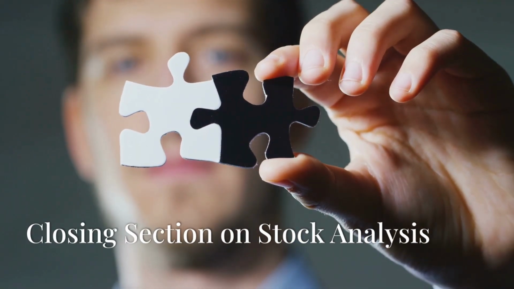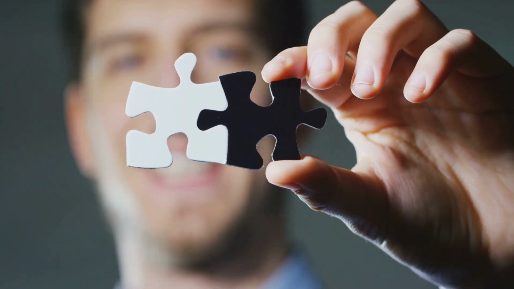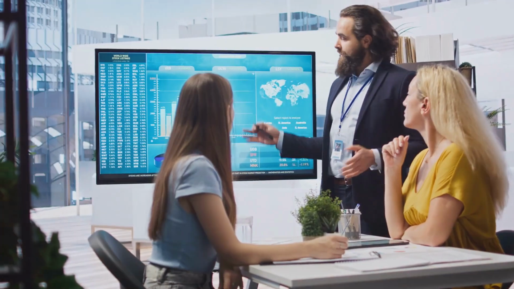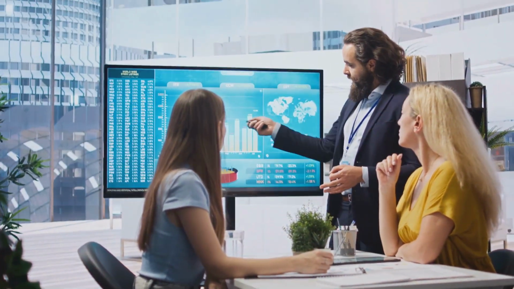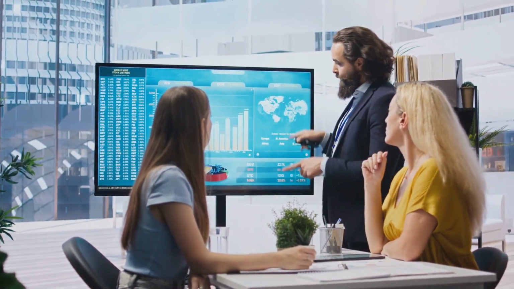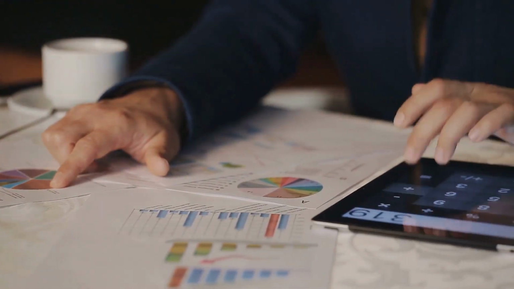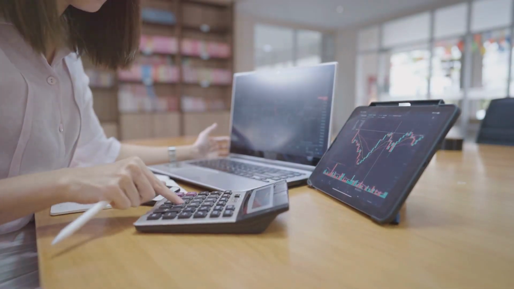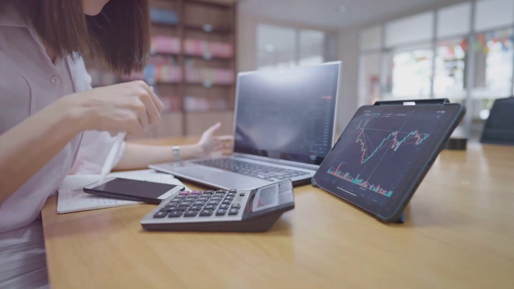In this video, we have covered the basic financial ratios to review before investing in stocks. These ratios may sound like pieces of a puzzle, but together they give us a comprehensive view of a company's health and potential. Remember, no single ratio can tell you everything. The key is to combine these ratios and understand the story they tell about a company's finances.